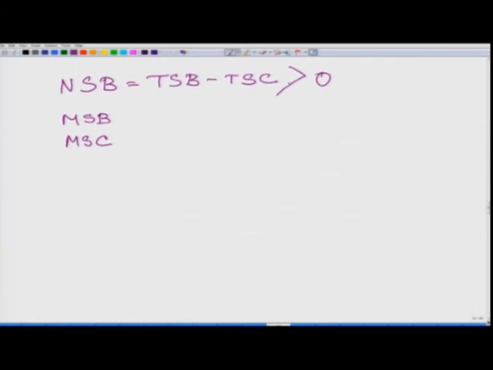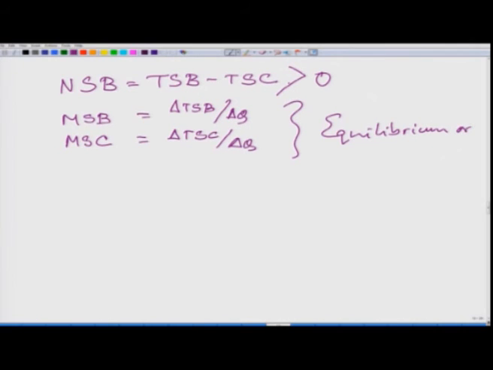So it can be either delta total social benefit by delta q and delta total social cost by delta q. With 1 unit change in output, how much my benefit and cost is changing, and based on that how much equilibrium, or efficient outcome, I am achieving. At the point where your net social benefit is most, you will take the decision whether you will consider that or not.